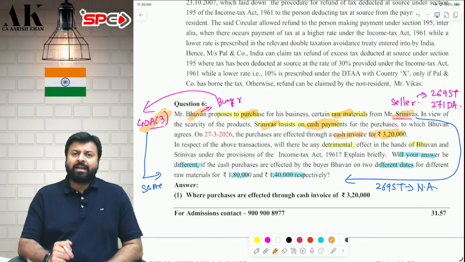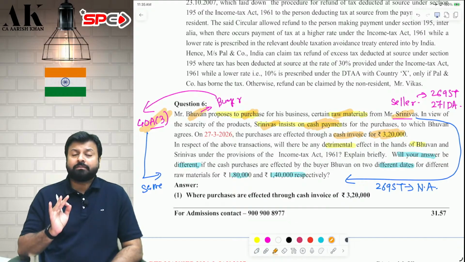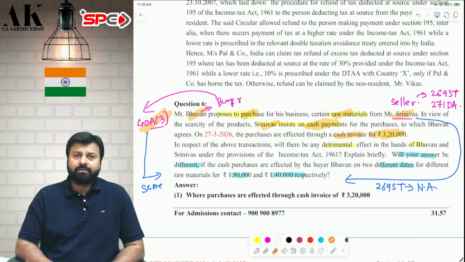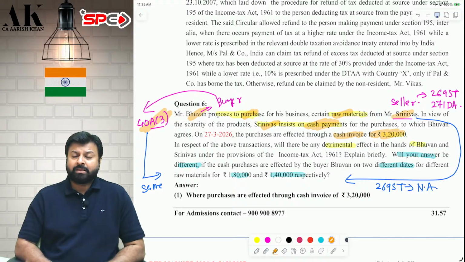Now what is the treatment in the hands of Mr. Buyer and in the hands of Mr. Seller? See, very simple. For buyer, this 3,20,000 paid in cash will be disallowed under 40A(3). Buyer cannot make the payment in cash in excess of 10,000 rupees. In excess of 10,000 rupees, if you want to pay a person in a day, you should pay by 4 modes: account payee cheque, account payee draft, ECS, and such electronic modes. The buyer cannot make the payment in cash. So for buyer, the expenditure will be disallowed under 40A(3).